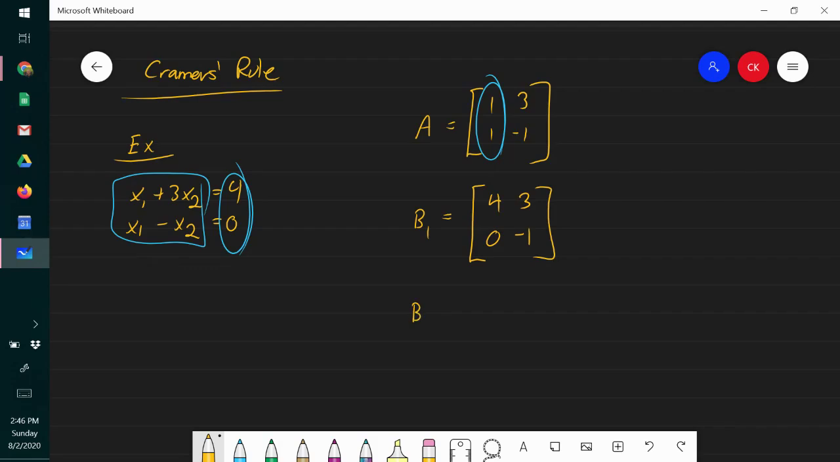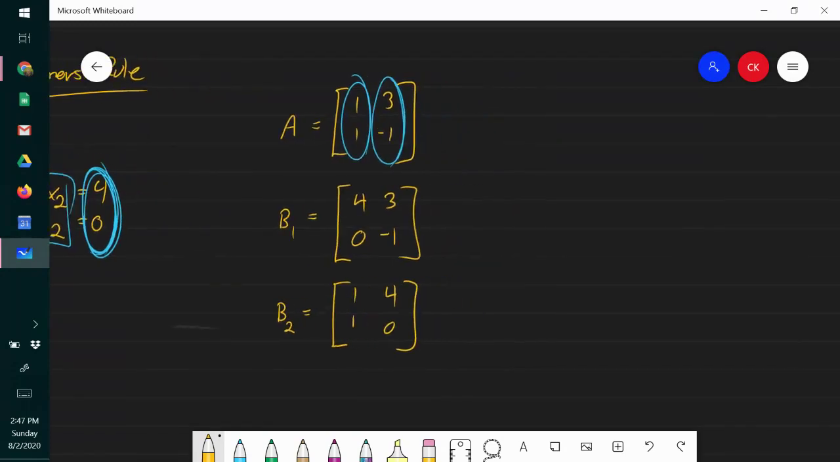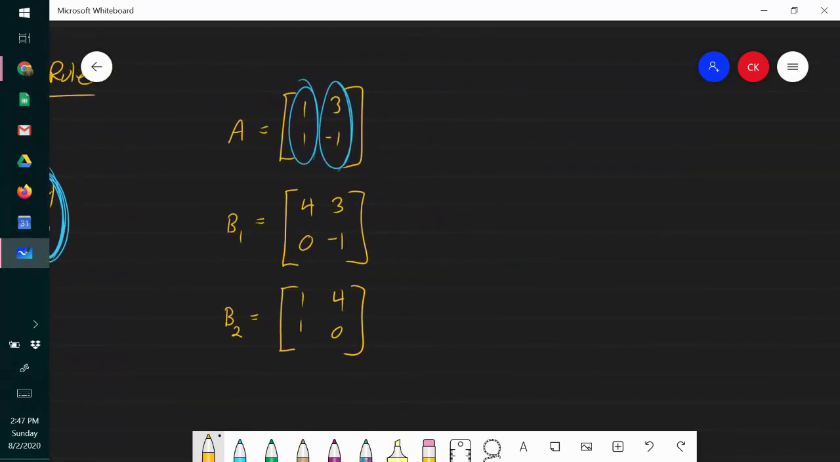And we make another matrix B sub 2 that does the same thing, but with the x sub 2 column. So now again, we use these solutions here, 4, 0, and replace the second column in the matrix A to make another new matrix. So this is going to be the matrix 1, 1, 4, 0.